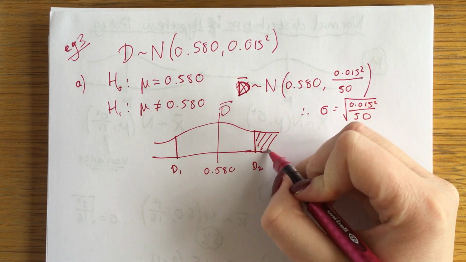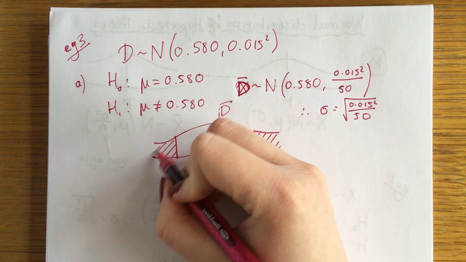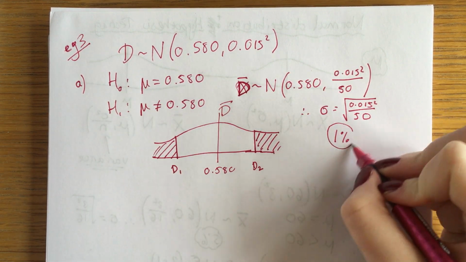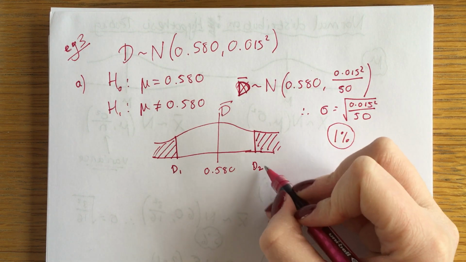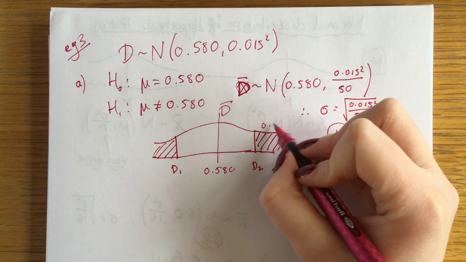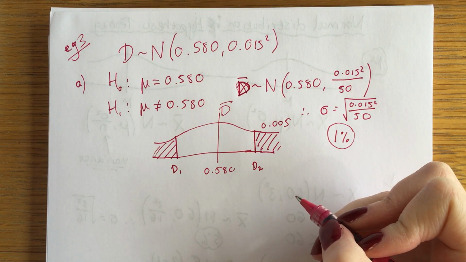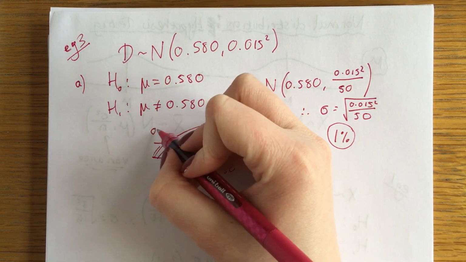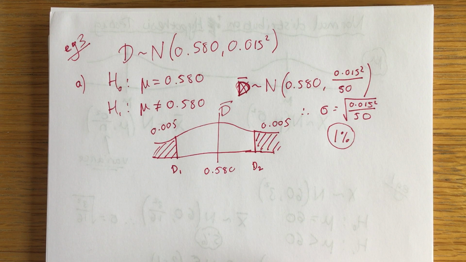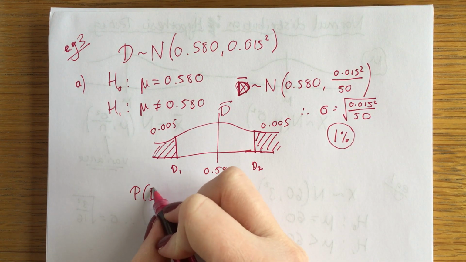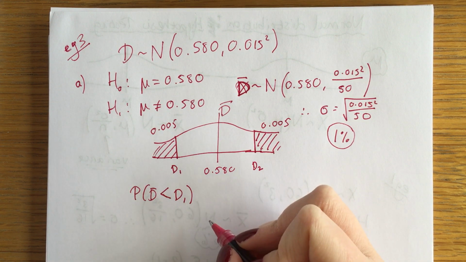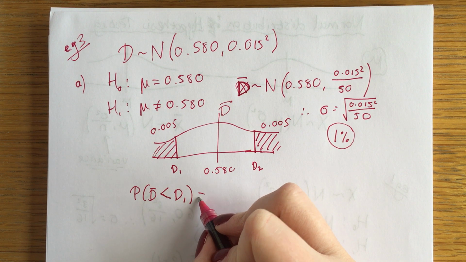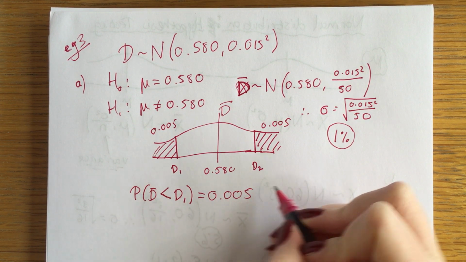Now, like with binomial, if I've got a two-tail, that 1% is split across both ends. So getting more or wider than this diameter has to be 0.005, and getting less than this diameter is 0.005. So the probability that my mean diameter is less than or equal to D1, doesn't matter if it's less than or equal to, is 0.005.